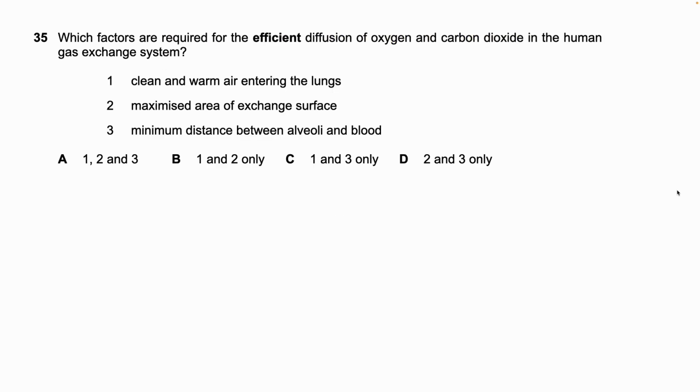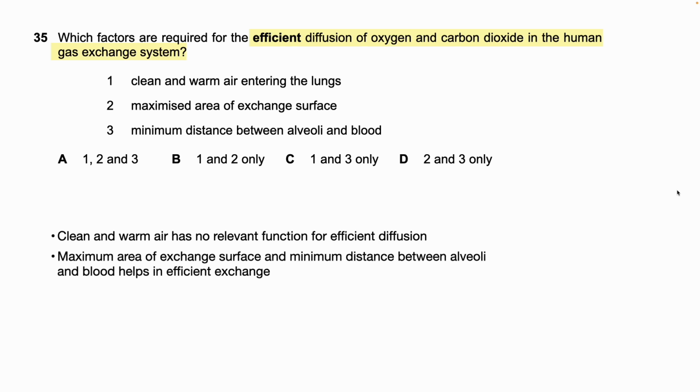Question 35. Which factors are required for the efficient diffusion of oxygen and carbon dioxide in the human gas exchange system? They have given three statements. Clean and warm air entering the lungs has no relevant function for efficient diffusion. Then maximizing the area of the exchange surface, and minimum distance between alveoli and blood, help in efficient exchange. So both statements 2 and 3 are right. So the answer is D.